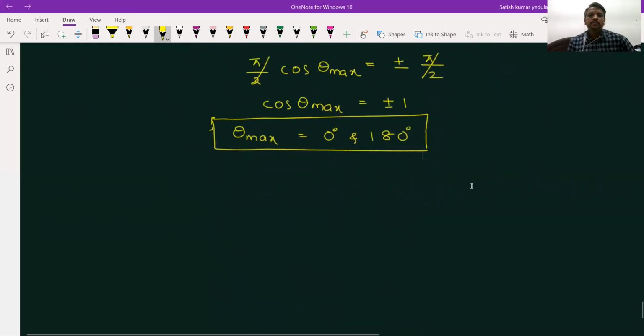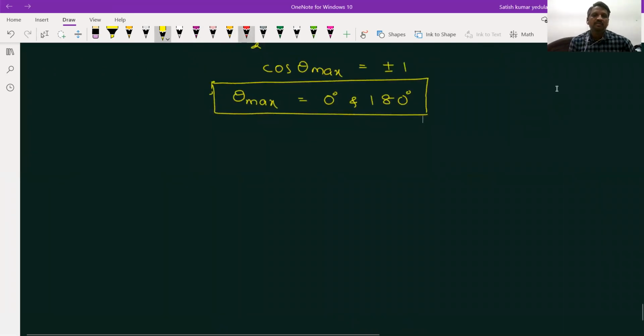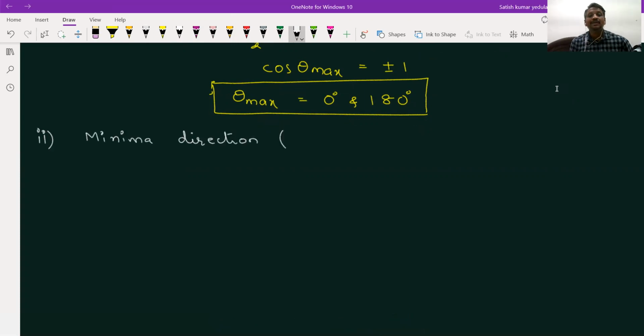So once we get this maxima direction, then you have to find out the second case, which is the minima direction. The minima direction is nothing but the null direction.